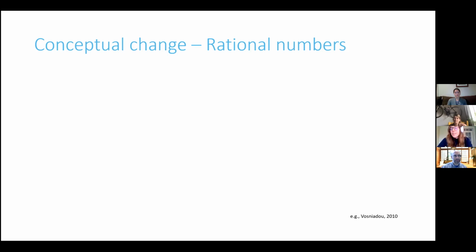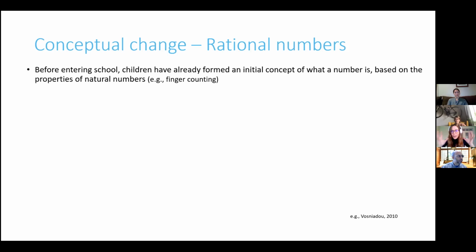This has been given a lot of research attention in the last decade. And this can be explained by the conceptual change theory. So very briefly, in sum, the natural number bias exists because before you enter school, the only numbers you encounter in your daily life, when you grow up as a child, are natural numbers. You learn to count on your fingers, you learn to count how many nights you still have to sleep before you go to the zoo, etc.